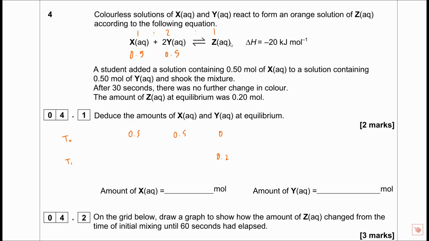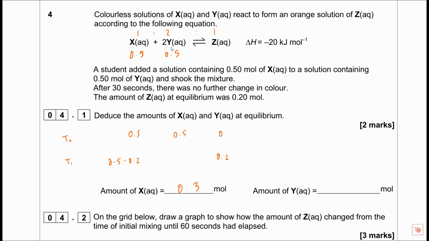Initially I'd look at the 1 to 1 ratio because it's much easier. So the ratio of X to Z is 1 to 1, and I know that Z came from the reaction of X with 2Y. So if Z has been produced and is at 0.2 moles, that must have come from X because it's 1 to 1. I'll do one at a time. So X is reacting. If we produce 0.2 moles of Z, we must have reacted 0.2 moles of X. So X must be 0.5 minus 0.2, so X is going to be 0.3. Not too bad.